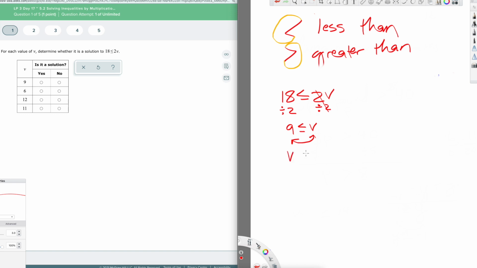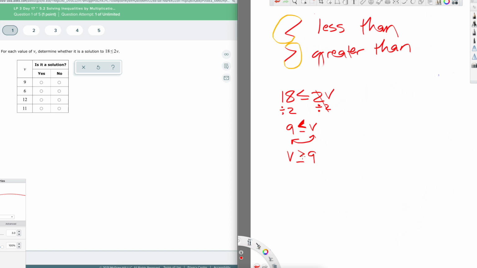So V and 9, I'm flopping their spots. And then I need to make sure that this inequality sign follows the same pattern. So it's pointing at the 9. It should also be pointing at the 9 when I flip it around. So it's kind of like a mirror image. I'm literally just flipping it around.